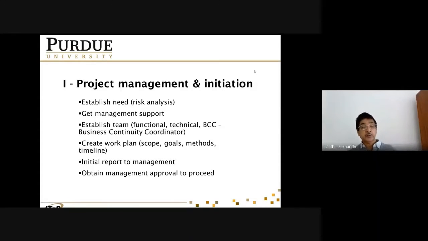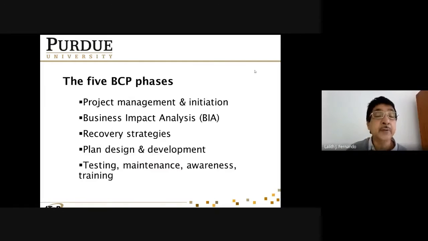Right. Now we will discuss the phases one by one. The first phase is the project management and initiation.